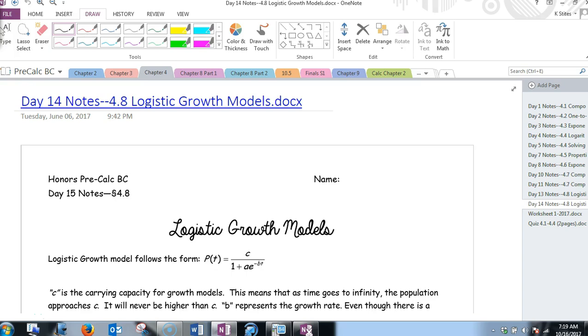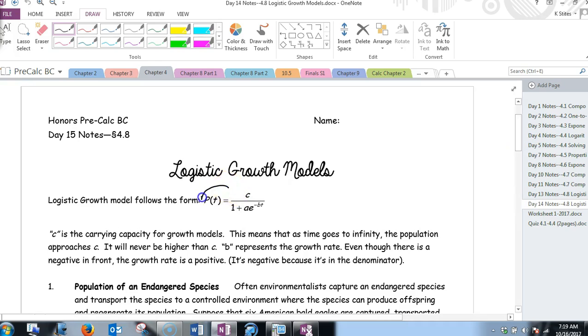Logistic growth models follow an equation of this form, sometimes a little different, but basically this idea here. C is called the carrying capacity for growth models. This means that as time goes on to infinity, the population approaches C. It will never be higher than C.